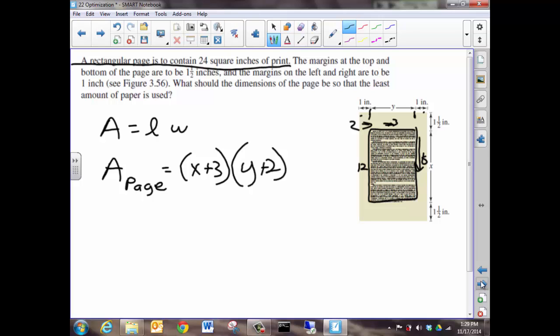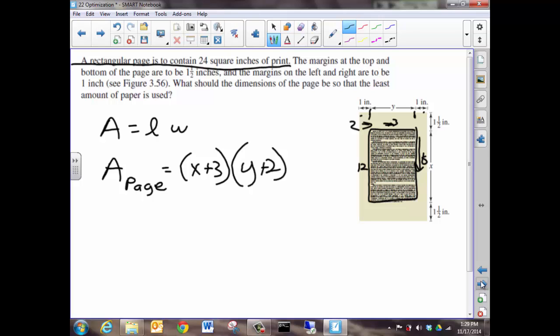That's right. So that the page itself can be the best size for us to have these margins around it and 24 square inches of print on there. We want to have this amount of margin around it. We want 1 inch margins on the side, 1.5 inch on the top and bottom. We want those margins and 24 square inches of print. What size does a piece of paper need to be? That's what we're asking.